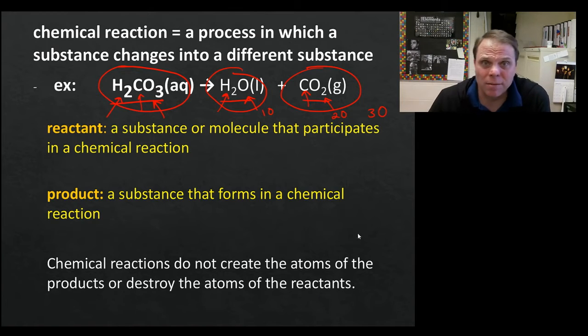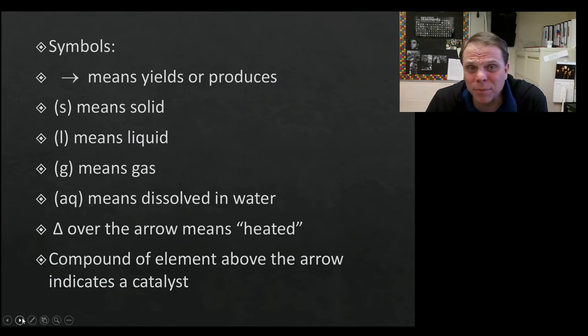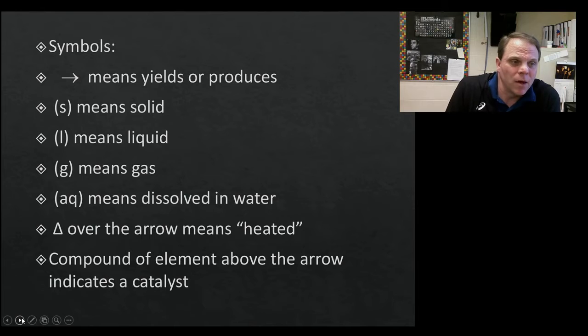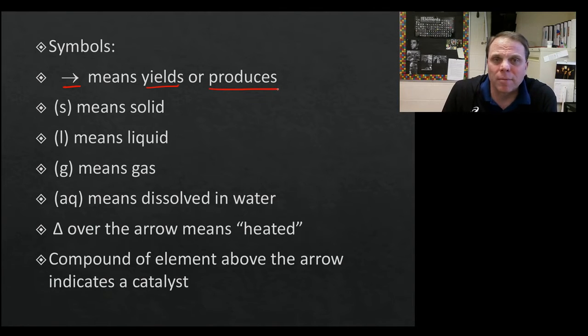So again, atoms are not created or destroyed here. They have the same number of atoms on both sides of the equation. That's important to understand with a chemical reaction. Let's talk about some of the symbols that are important in a chemical reaction. We have these arrows here, and that means to produce or yield. Okay, so if I'm making something, I'm getting a certain amount of yield of a certain chemical. That would be the word we might use there.